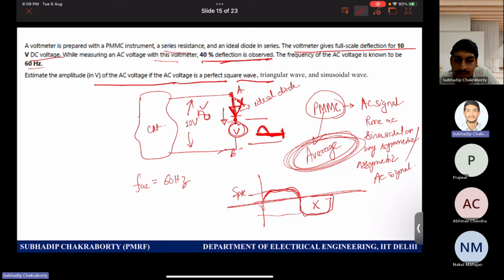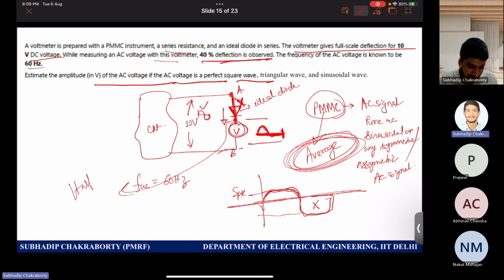But for solving this problem, you first need to understand how to determine the average value of a signal and the RMS value of a signal. This is very important. For this problem, you need to only determine the average value, but you need to have an idea how to determine average and RMS value of periodic signals, and that too for half wave and full wave versions. So this is the half wave, right?